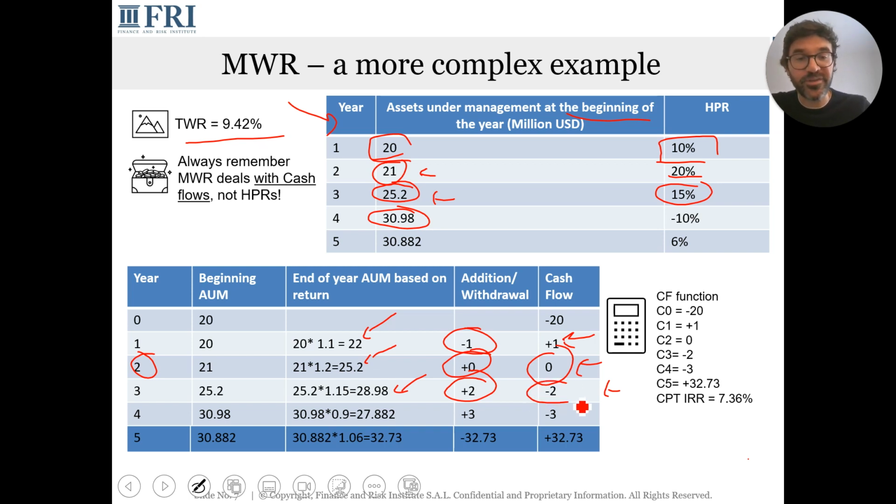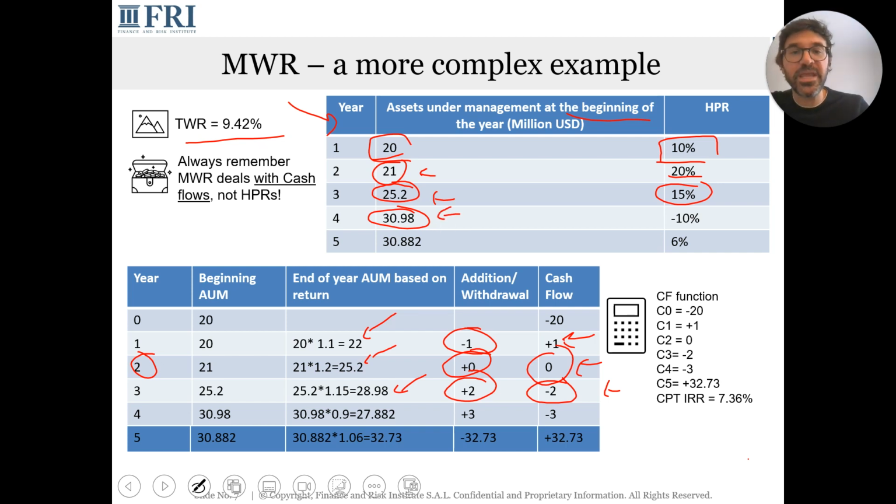Of course, this represents a negative cash flow, an outflow for the investor, because the investor is taking 2 million out of their bank account and investing them in the investment portfolio. Separate between the investor's pocket or bank account and investment account, right? So that's a -2 cash flow.